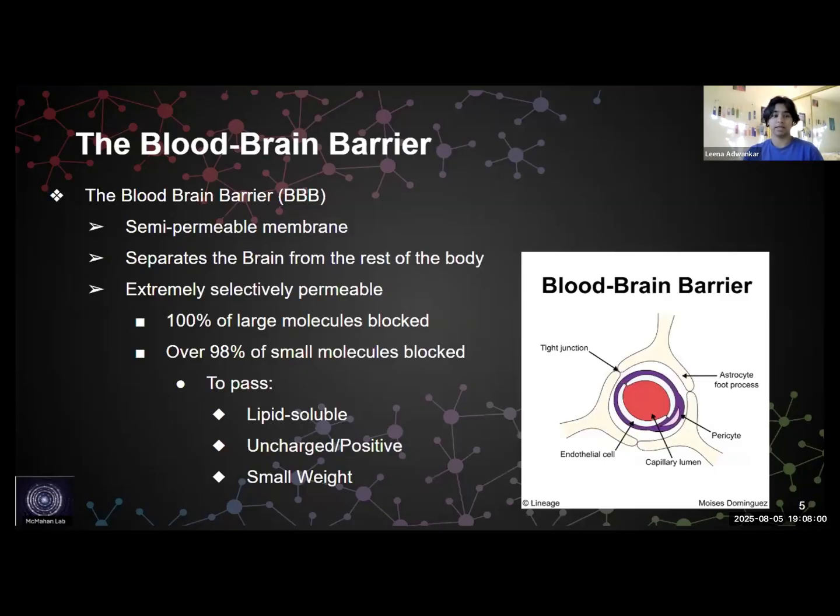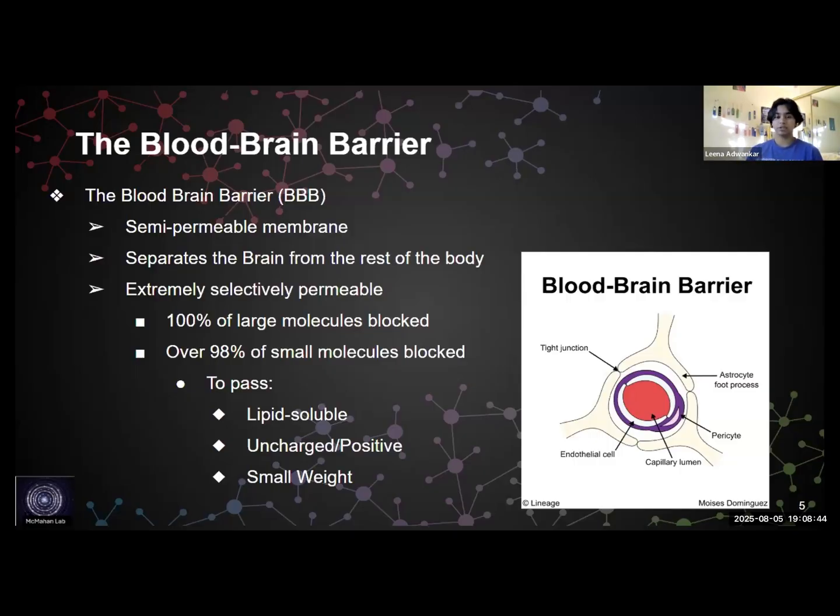So an important factor that needs to be discussed is the blood-brain barrier. The blood-brain barrier is a semi-permeable membrane that separates the brain from the rest of the body. When I say semi-permeable, I mean that it's very selective. 100% of large molecules are blocked, and over 98% of small molecules are blocked. To pass, a molecule must have some characteristics, such as being lipid-soluble, uncharged or slightly positive, and small in weight. The reason it is so important for the blood-brain barrier to exist is that it can't let large molecules just pass by, as the brain is so important to the body, so there needs to be a barrier that protects it from unwanted molecules.